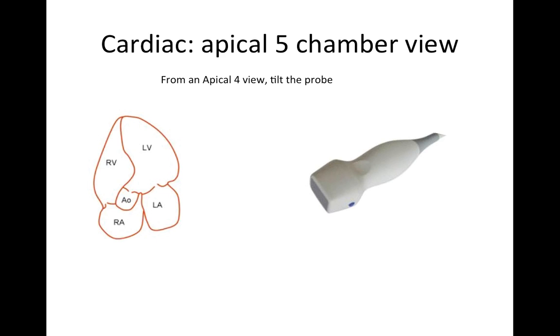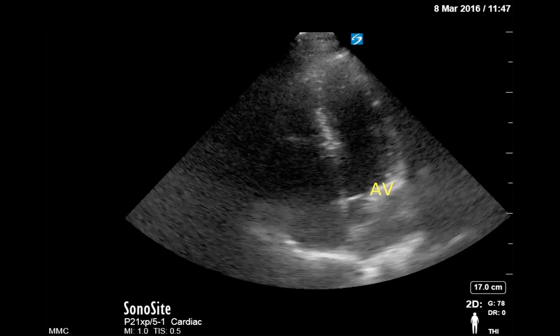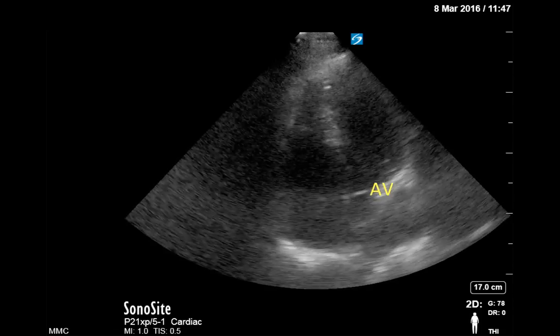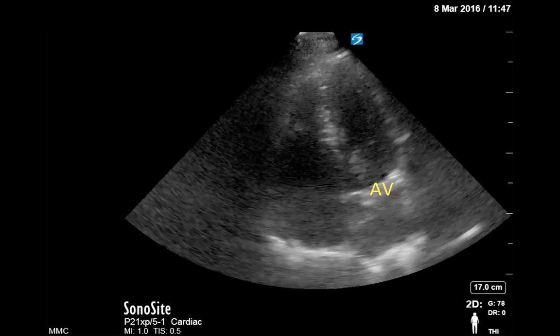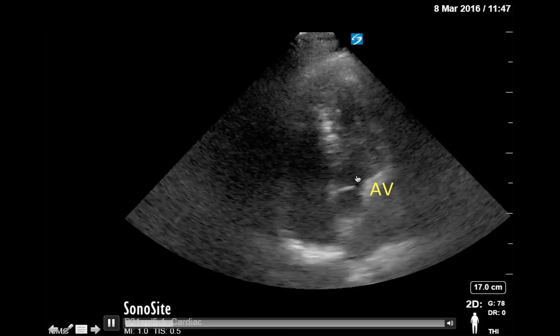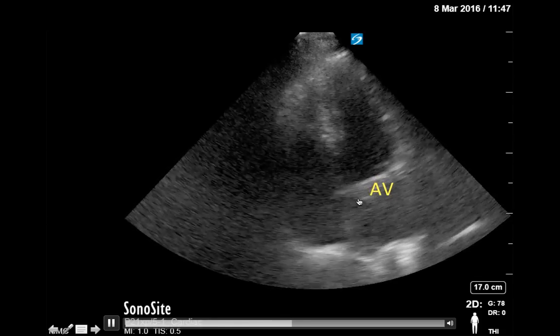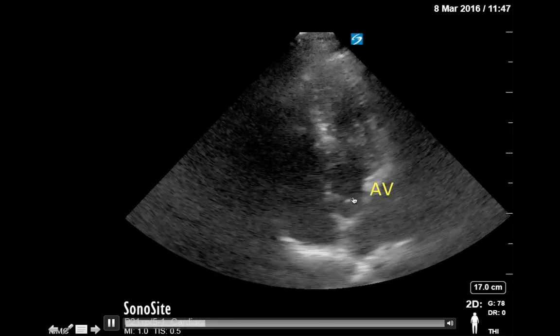Once we are in position for the apical 4-chamber view, we can simply tilt our probe inferiorly and change our view from the apical 4-chamber view to the apical 5-chamber view. This is the apical 5-chamber view. You can see that it now has the aortic valve in the center, and you can see the left ventricular outflow tract right here, and the aortic valve. And in some views you can actually get the aortic root.